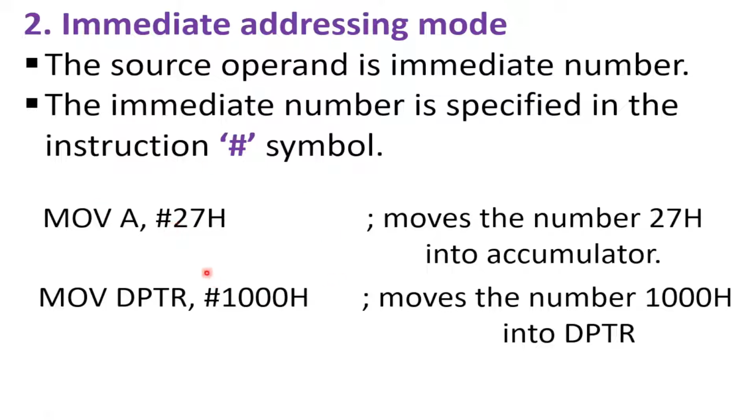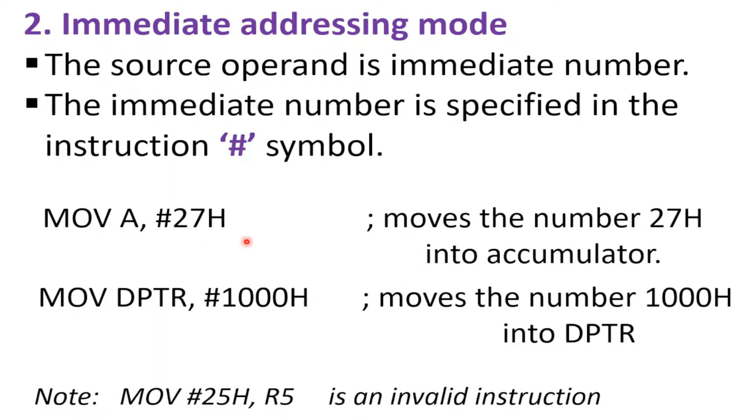Now I have used the term number, I have not used the term data, because this number can be used as data as well as a memory address. That depends on what instruction we write after this instruction. For the time being, remember that hash means immediate number. So this is the immediate way of mentioning the address.